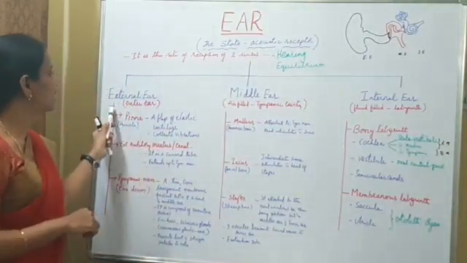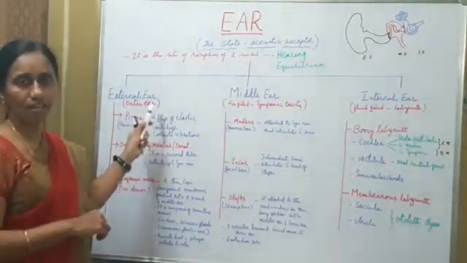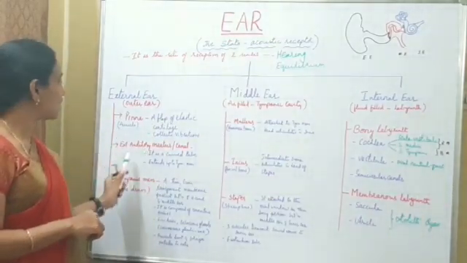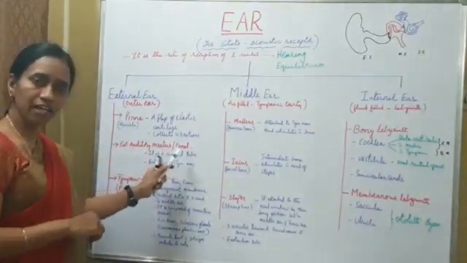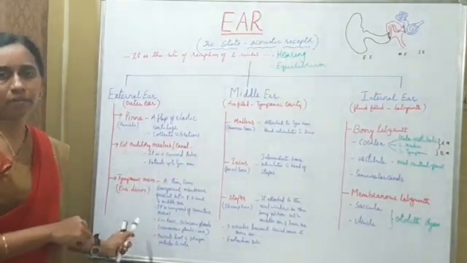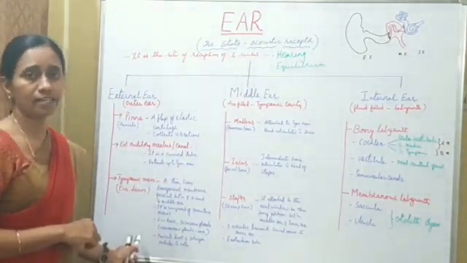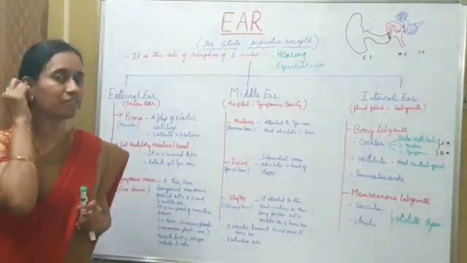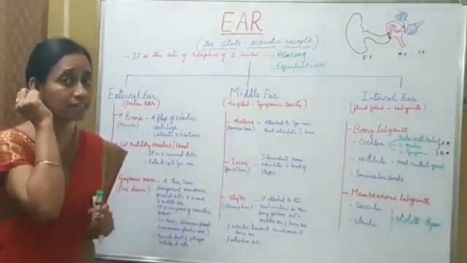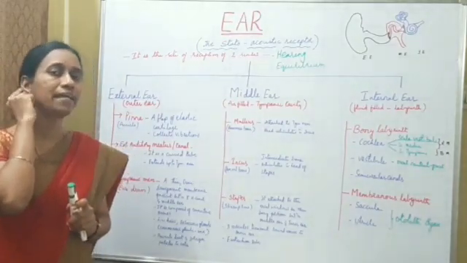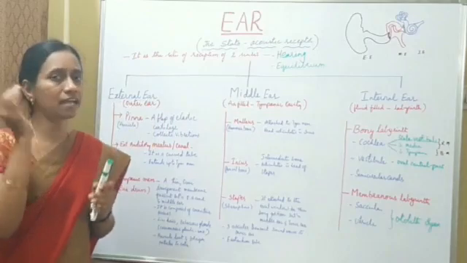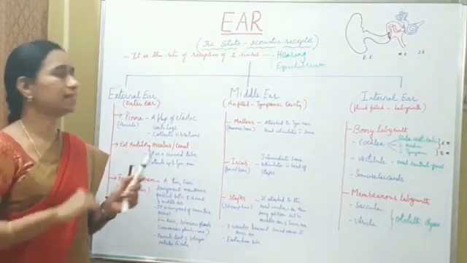This external ear is also called the outer ear. This is again divided into three parts: pinna, external auditory meatus or auditory canal, and the tympanic membrane, also called the eardrum. Come to the pinna. It is also called the auricle. You can feel it. It is a flap-like structure of elastic tissue and it is covered by skin. It collects the sound vibrations in the environment and transmits them inside.